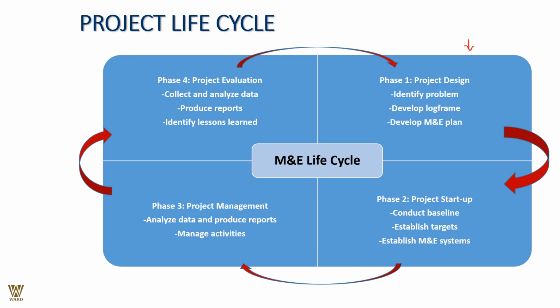Phase 3 is project management, analyzing data and producing reports, managing activities as and when needed. Phase 4 is project evaluation: collect, analyze data, produce reports, and identify. Now, this is where the culmination comes. The project evaluation is where the culmination actually happens. Right from project design to project startup, from project startup to project management, the ongoing process of understanding the data, understanding the monitoring process, understanding the intermediate results, probably navigating them through the project evaluation phase, as phase number 4.